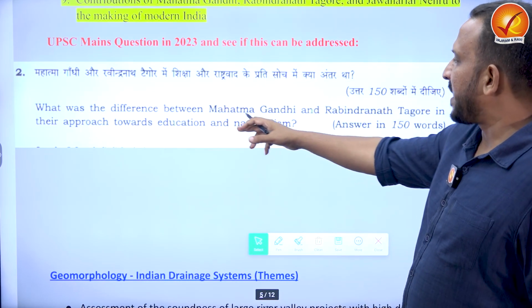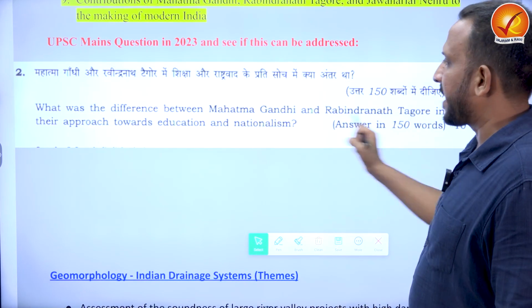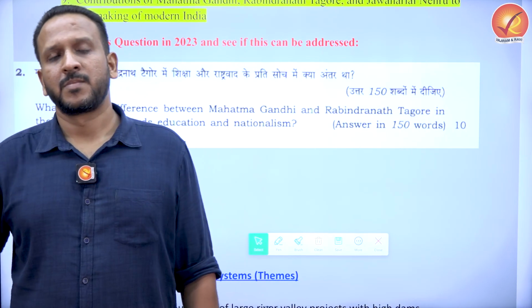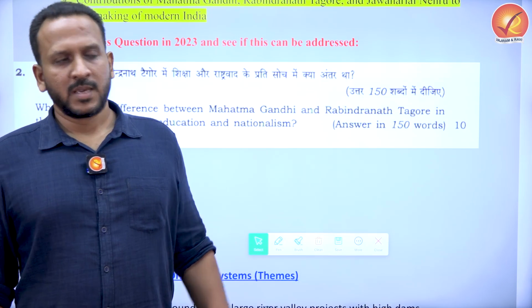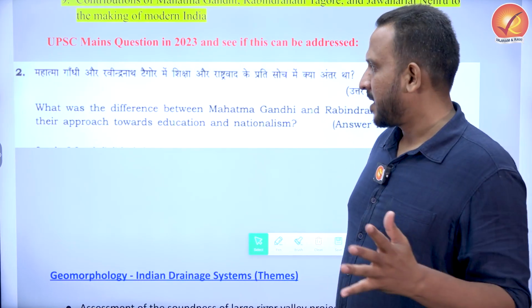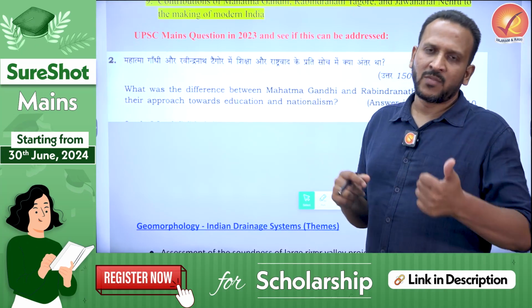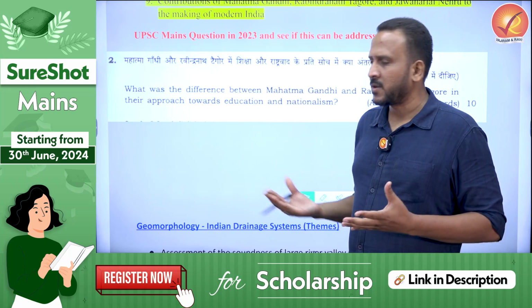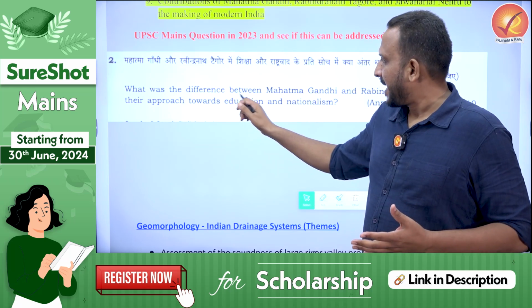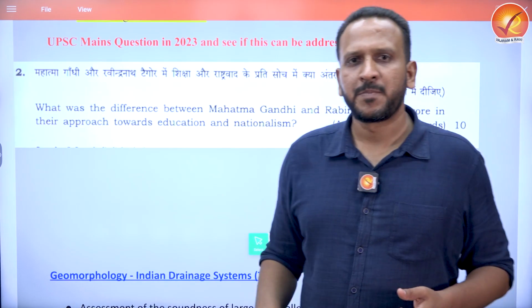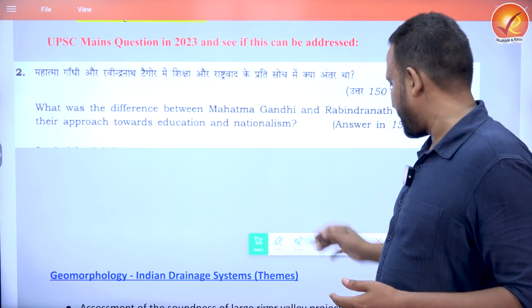What was the difference between Mahatma Gandhi and Rabindranath Tagore in their approach towards education and nationalism? Direct question hai, right? Nationalism is only one word which was added. And I'm sure many of us know the answer of this question. But education is ditto, same to same question has come, right? This is the second question.